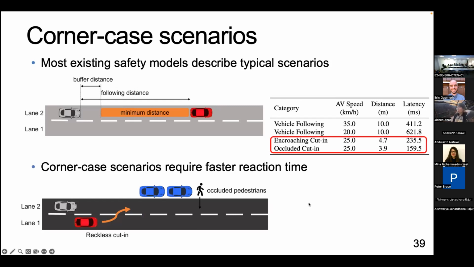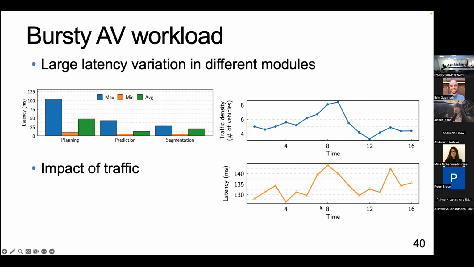What we found is that most of the previous safety studies of on-road driving systems are in the general case, but there are a lot of corner cases that are safety critical and require a very stringent reaction time, such as a cut-in or an occluded cut-in. Occluded cut-in means that the vehicle cutting in is originally covered by some other obstacle and invisible, which leads to a sudden unexpected event that needs a fast reaction time.